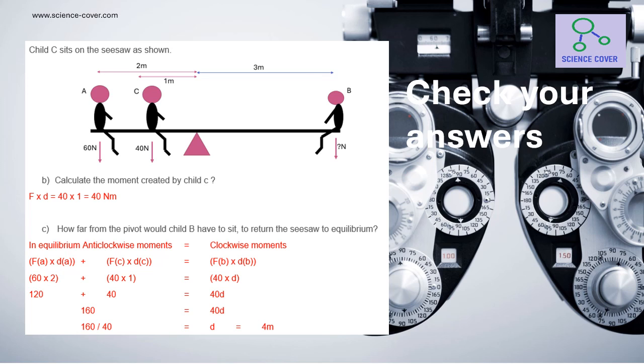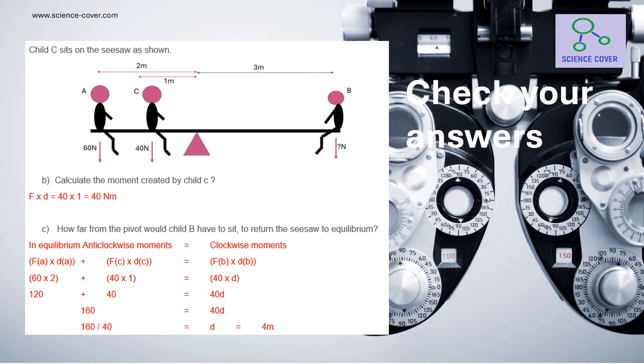How far from the pivot would child B have to sit to return the seesaw to equilibrium? So in equilibrium, the anti-clockwise moment must be equal to the clockwise moment. So that means that the force of child A multiplied by its distance from the pivot, added to the force of child C multiplied by the distance from the pivot, must be equal to the force of child B multiplied by the distance of the pivot.